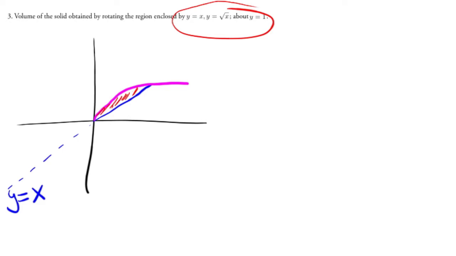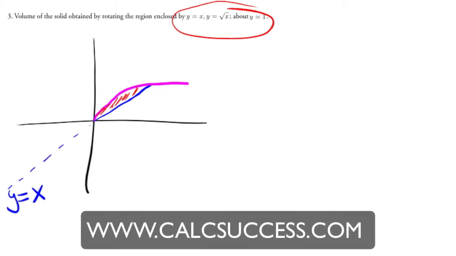And I'm going to rotate it about y equals 1. So 1 is actually the intersection point right here. So this is where I'm going to rotate, y equals 1.